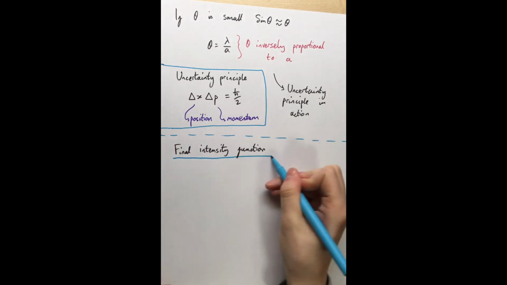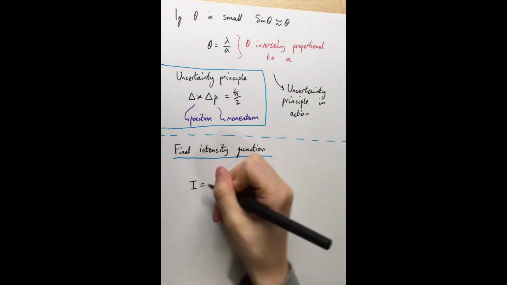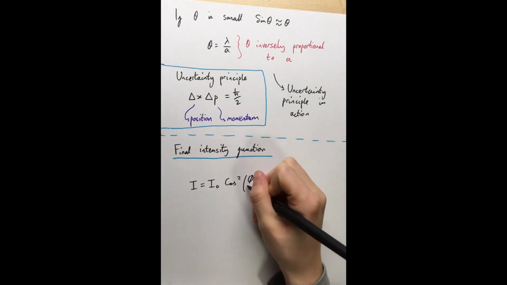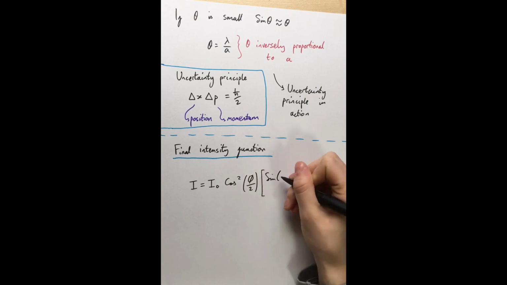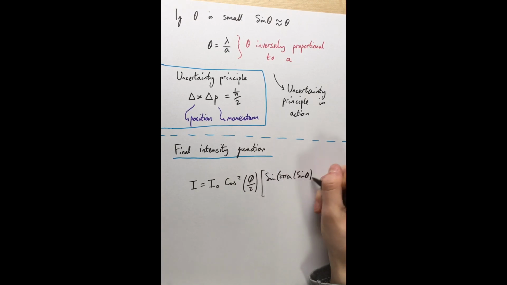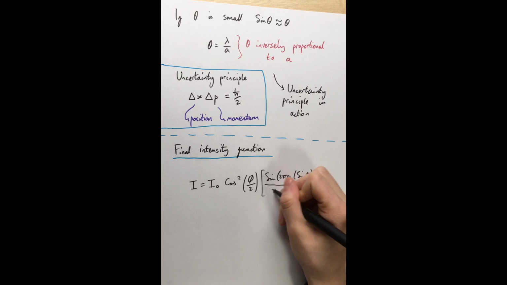So when we piece together both diffraction and interference effects, we get a final expression for the intensity. This intensity function models the experimental results very well.